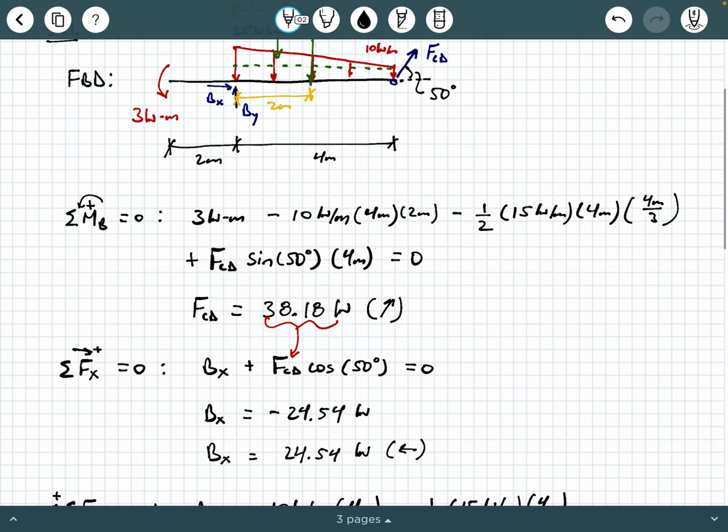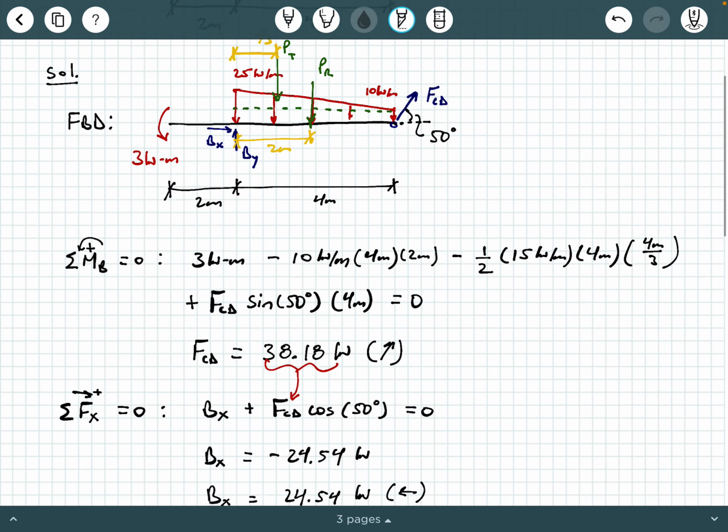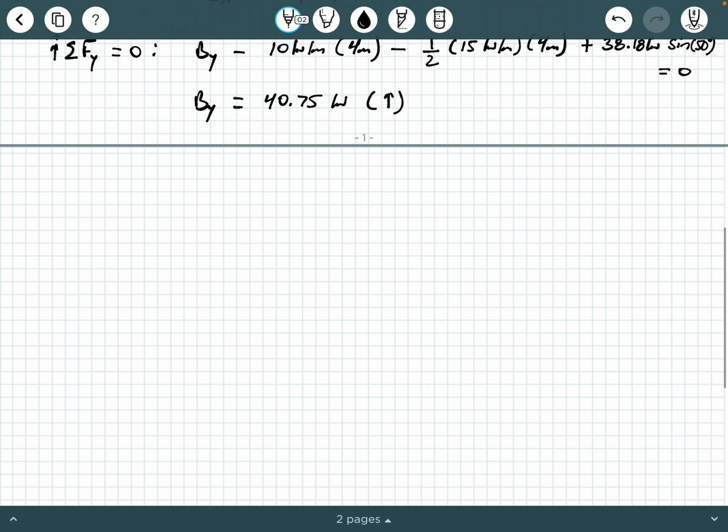We also have the vertical component of FCD, and that is pointing upwards in the free body diagram. So that will give us a plus 38.18 kilonewtons times the sine of 50 degrees. And all that equals 0. And so we can do some rearranging, and we'll get By equals 40.75 kilonewtons, and that's positive, which means it is pointing upwards as we had assumed in our free body diagram.